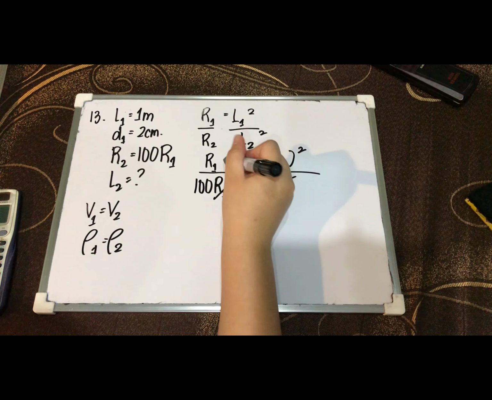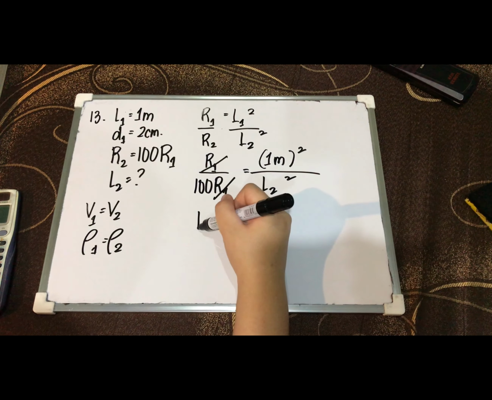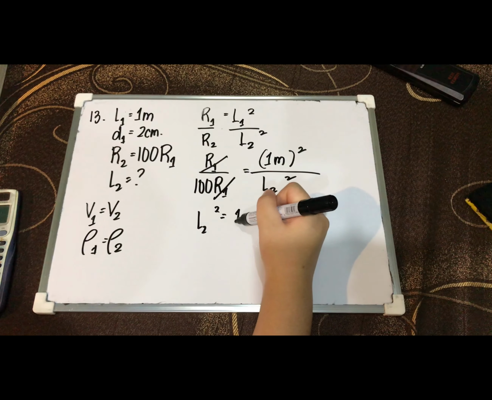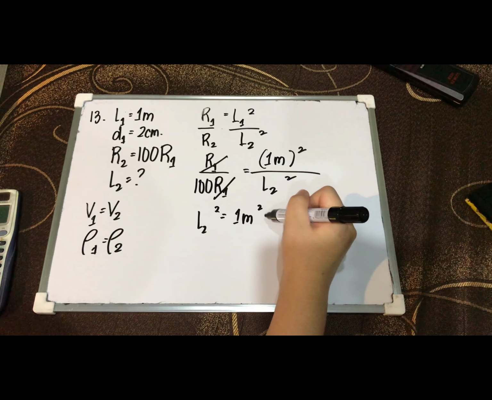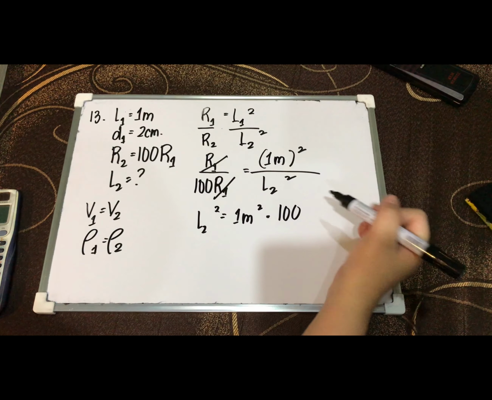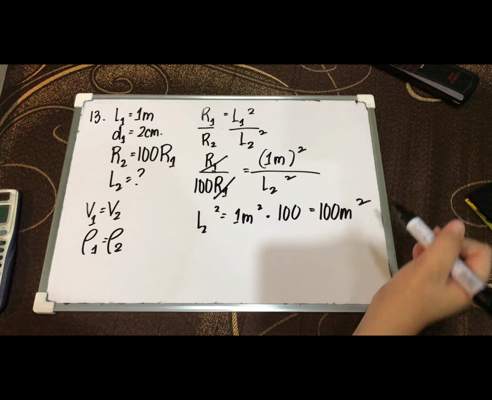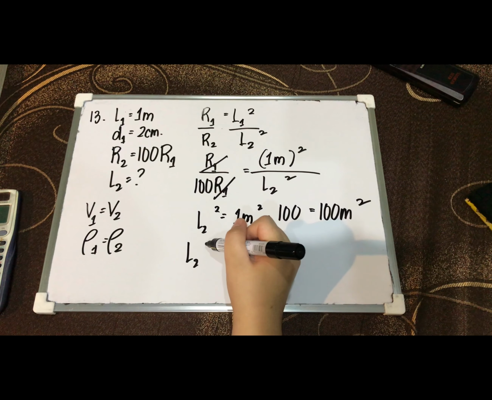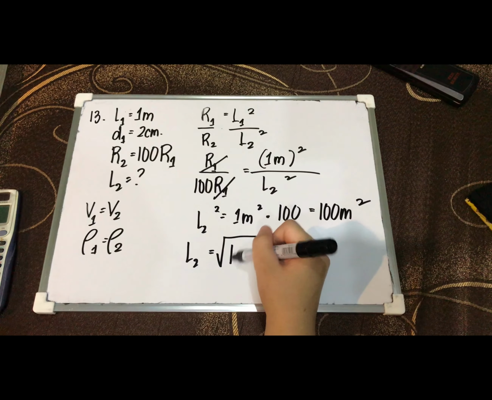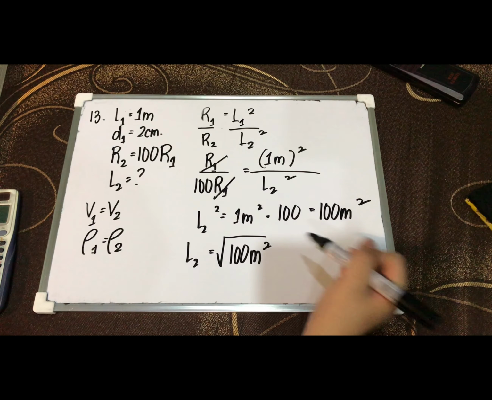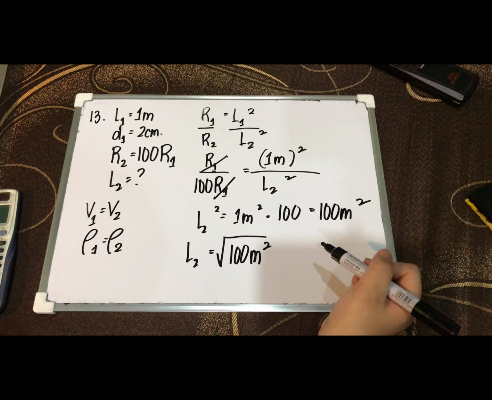So, makakancel to. Then, we have L2 squared is equals to 1 meter squared multiply sa 100. And then, magkakaroon tayo ng 100 meter squared. So, L2 is equals to the square root of 100 meter squared. And then, makukuha natin si L2 na 10 meters. So, from the choices, it is letter A.